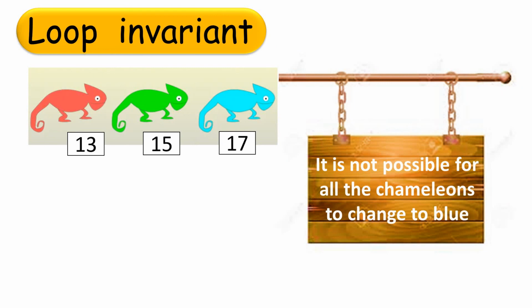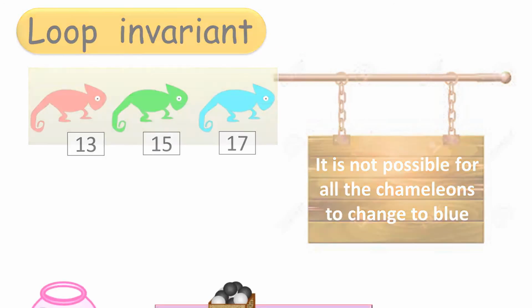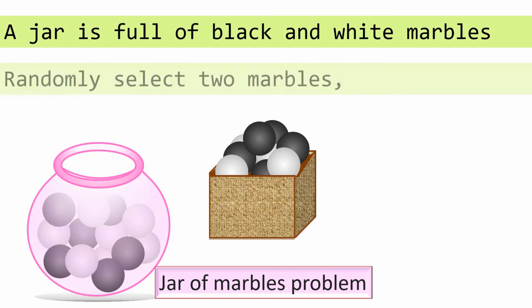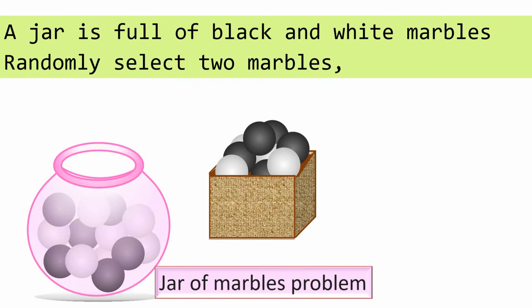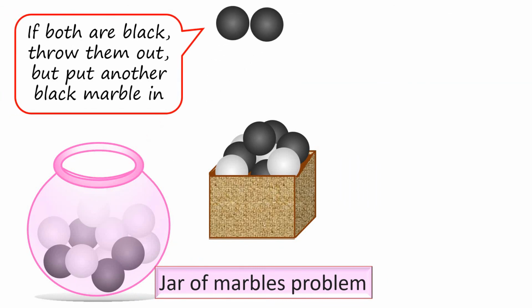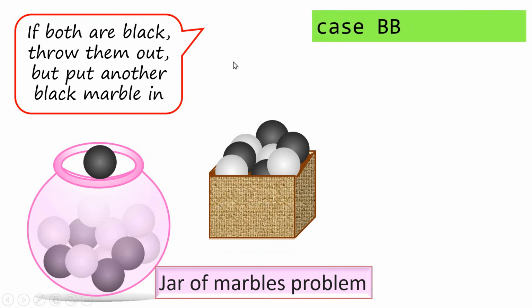We will see another problem which we can solve using loop invariant. It is the jar of marbles problem. A jar is full of black and white marbles. Randomly select 2 marbles. When you select 2 marbles at a time, there are 3 possibilities. The first possibility is when both the marbles are black. If both are black, throw them out, but put another black marble in. I write this possibility as case BB. I have thrown out 2 black marbles, but I have put another black marble in.